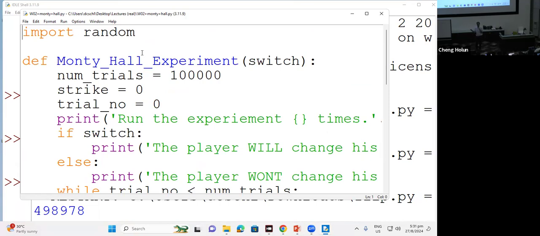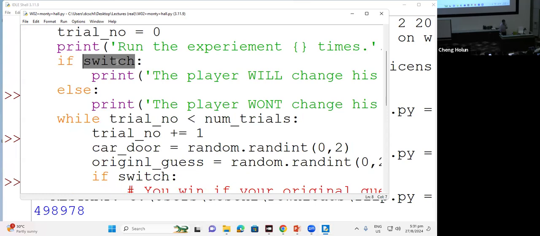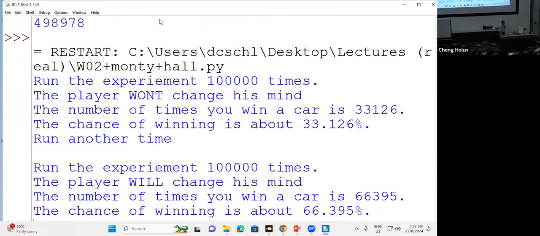I just try to play the game 1 million times, and each time I randomly generate a door and randomly generate a choice. The only difference in the code is whether the person switches or doesn't switch. Then I play the game 100,000 times and see how many times the player hits the car if he doesn't switch or switches. So this is the experiment.